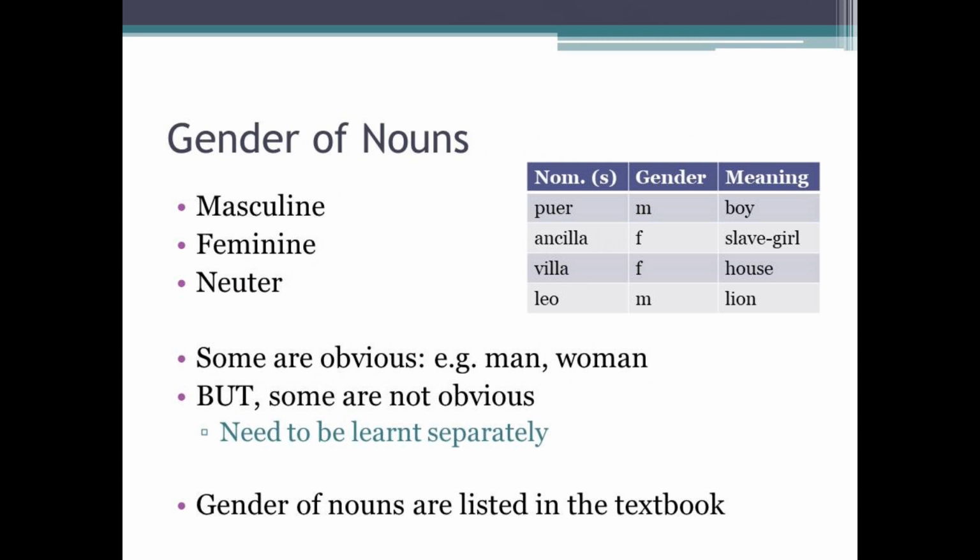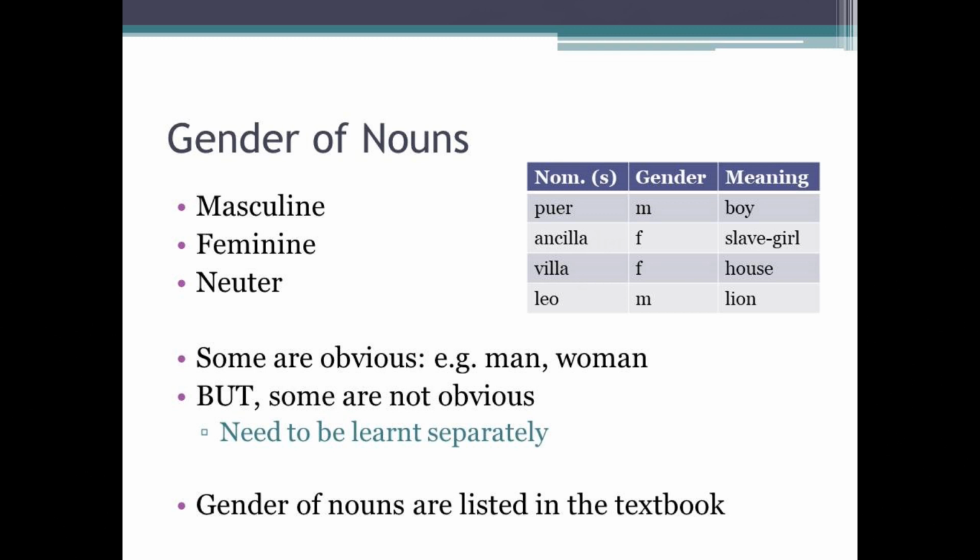Now let's move on to taking a look at the gender of nouns. So nouns can be masculine, feminine or neuter. Some genders are obvious, according to the meaning of the word, for example, man or woman, but some need to be learnt separately, because they're not obvious. We've only met masculine and feminine nouns so far. The gender of the noun is listed in the vocab section of the textbook.